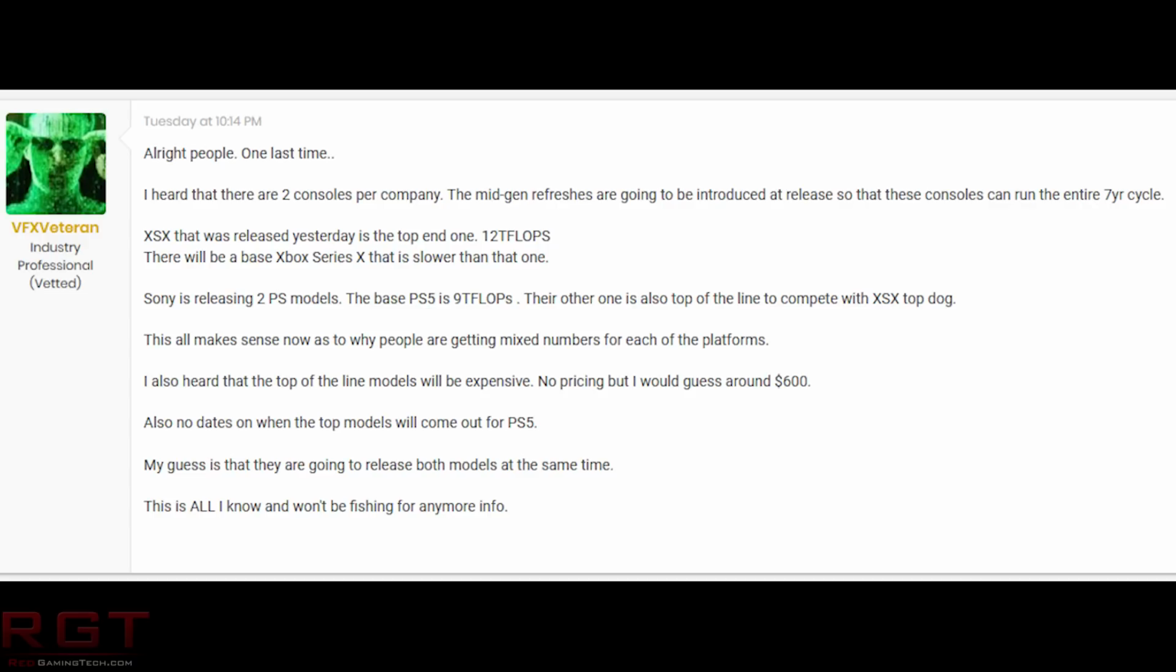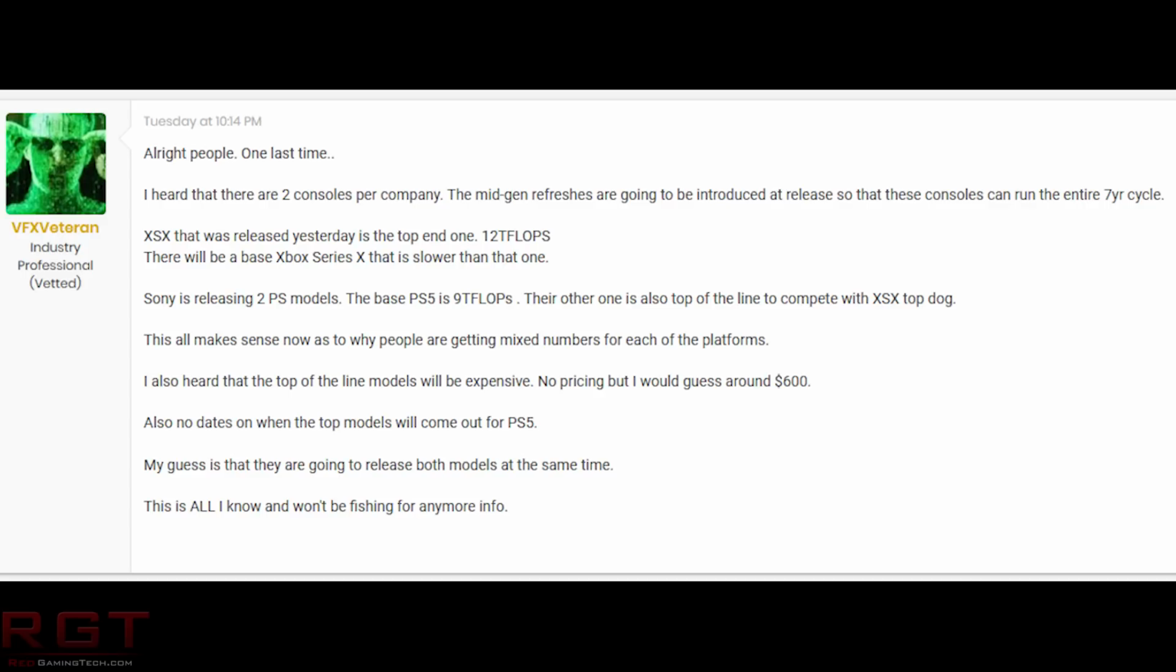There will be a base Xbox Series X that is lower than that one. Sony is launching 2 PS models. The base PS5 is 9 T-flops, and they will also release a new one to compete with the top end Xbox Series X. That makes sense while we're getting mixed numbers for each platform. I've also heard that the top of the line models will be expensive. No prices, but around $600.